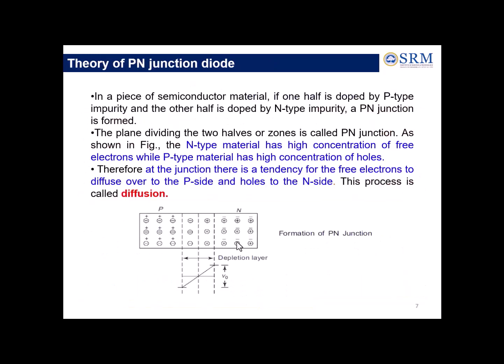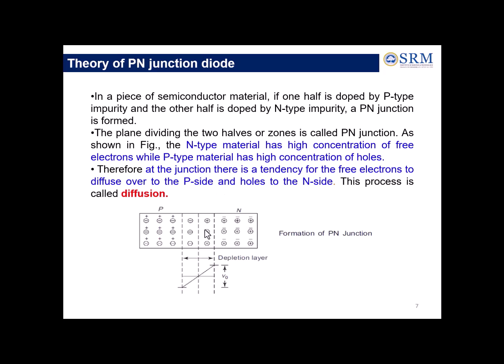Now let us understand how a PN junction is formed. In a piece of semiconductor material, either germanium or silicon, if one half is doped by p-type impurity and the other half is doped by n-type impurity, a PN junction is formed. The plane dividing these two halves is called the PN junction.